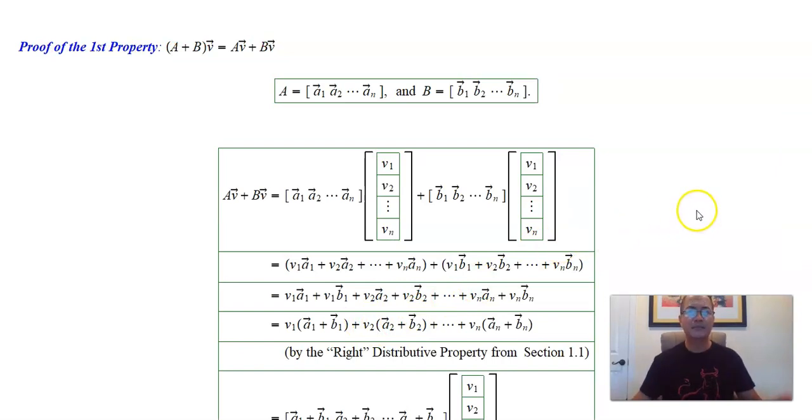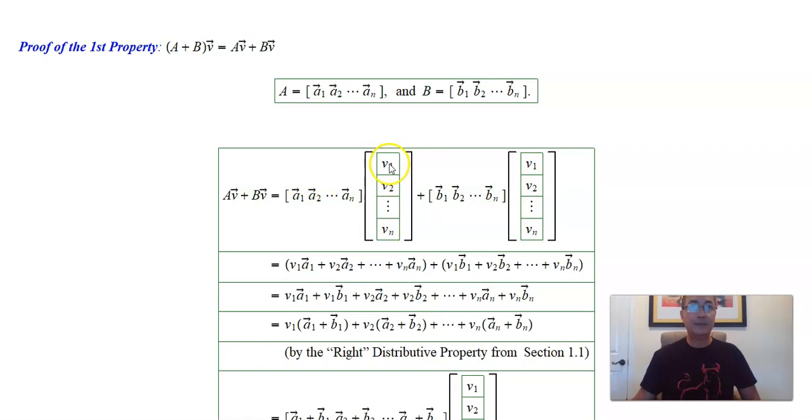Okay, so it's a little bit long, but I'm going to scroll down when the time comes. So we want to show that the quantity A plus B times V is the same as A times V plus B times V. Okay, so the idea is to partition A and B into its columns, right? So let's work on the right side. What is A times V plus B times V? Well, we know what A times V means and how to write it out, and similarly for B times V.